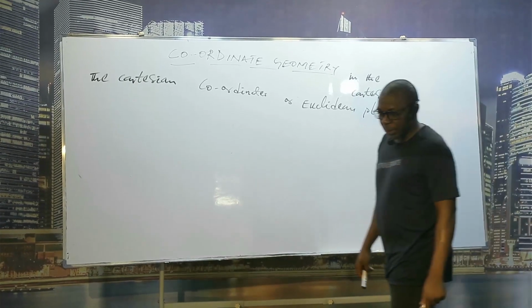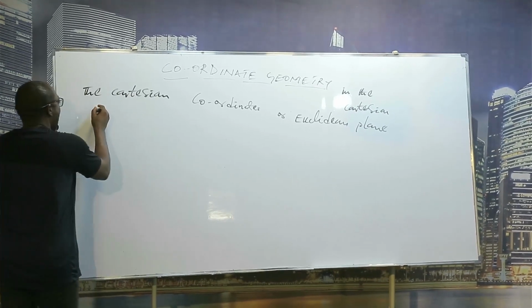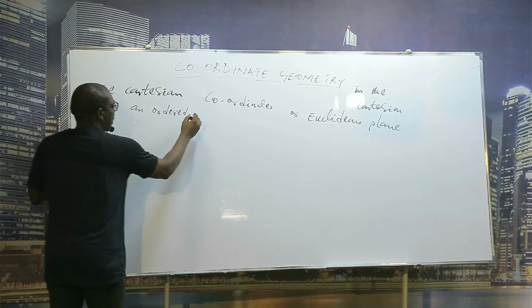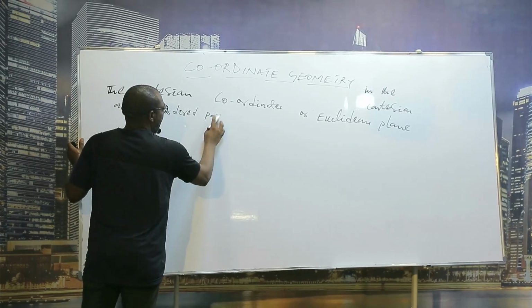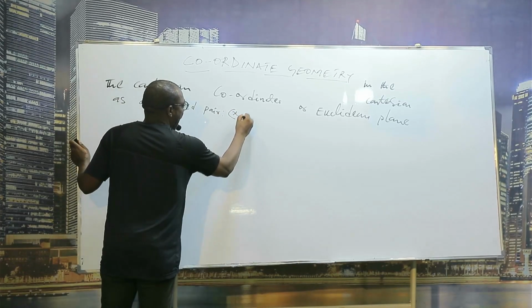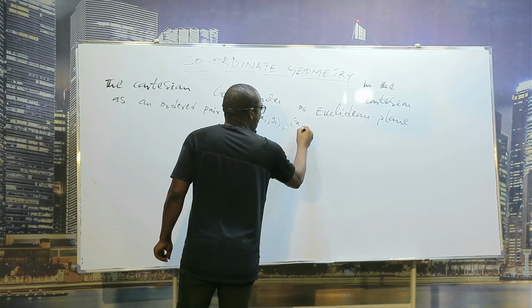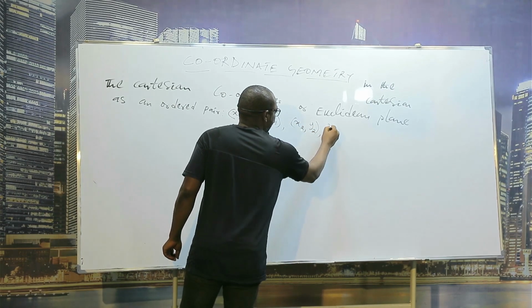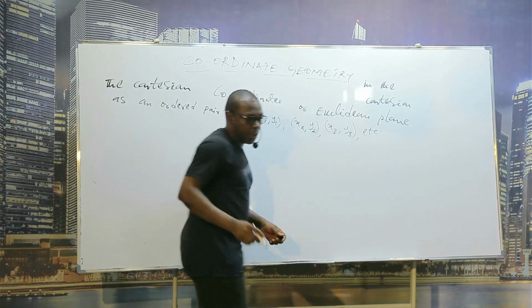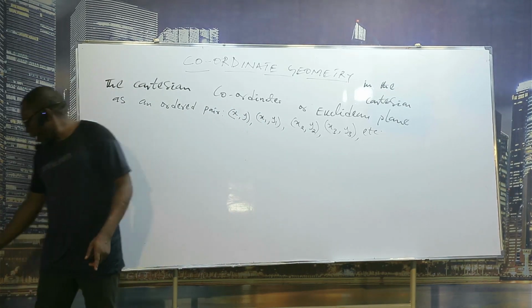Is written as an ordered pair. And what is a pair? x, y; x1, y1; x2, y2; x3, y3, etc. That is what we have.